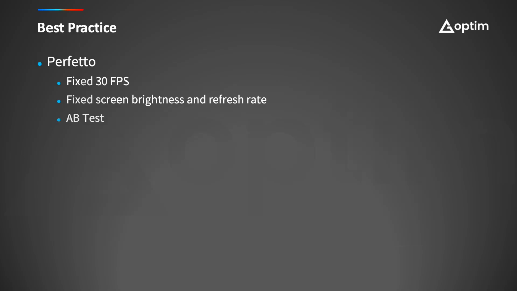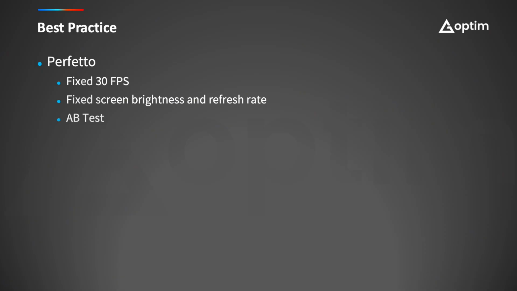Finally, here are some practical considerations for power data collection and analysis. First, we recommend using 30 FPS as the standard test frame rate. Higher frame rates may cause overheating and thermal throttling, leading to unstable test conditions and inaccurate comparisons. Second, keep screen brightness and refresh rate consistent during testing, as both directly affect power consumption. Third, perform extensive A/B testing.